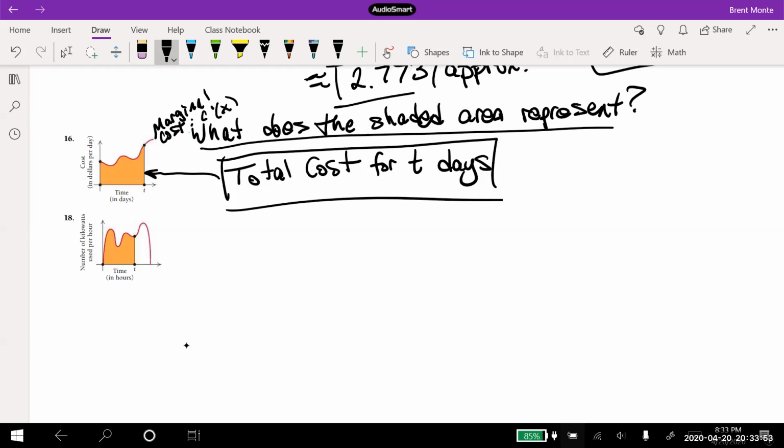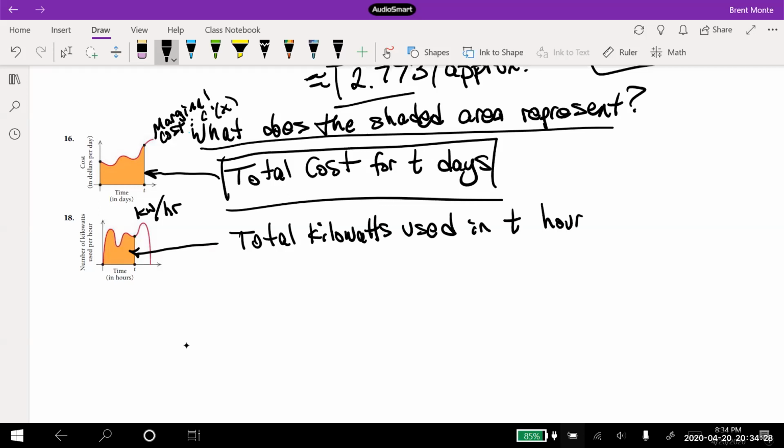And then in the next problem, think about what they're saying. Number of kilowatts used per hour. So this curve is in kilowatts per hour. So it's the rate of change of kilowatts. So the area underneath is total kilowatts used in T hours.